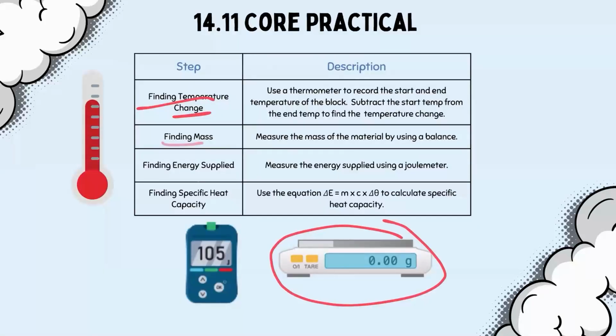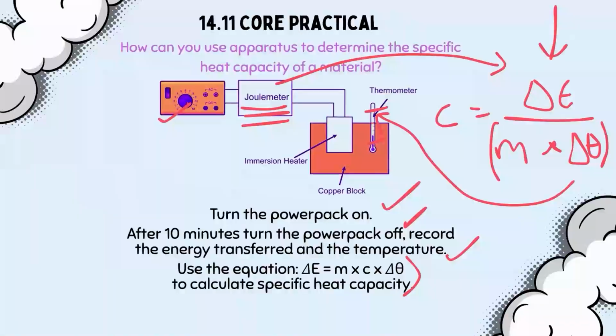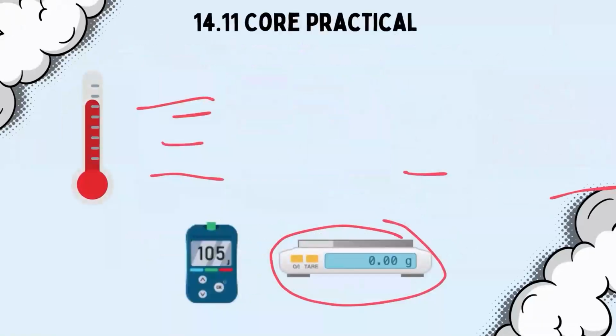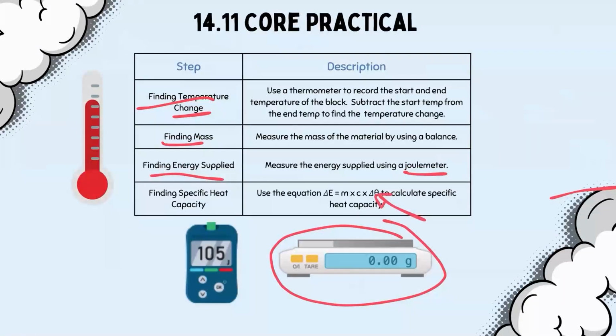How do you find the mass? Use a mass pan balance. How do you find the energy supplied? You measure the energy supplied using a joulemeter. And then how do you work out specific heat capacity? You use this formula. So you rearrange the formula that's given here so that the C, which is the specific heat capacity, is the subject.